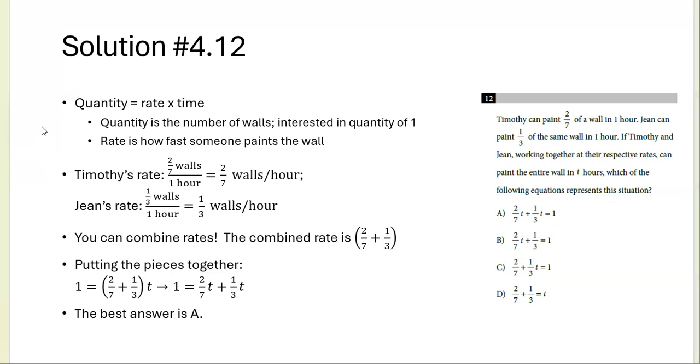Again, the key concept is quantity equals rate times time. And then in this particular case, we also can combine the rates. Think of the two people working together as just one singular person with one rate.